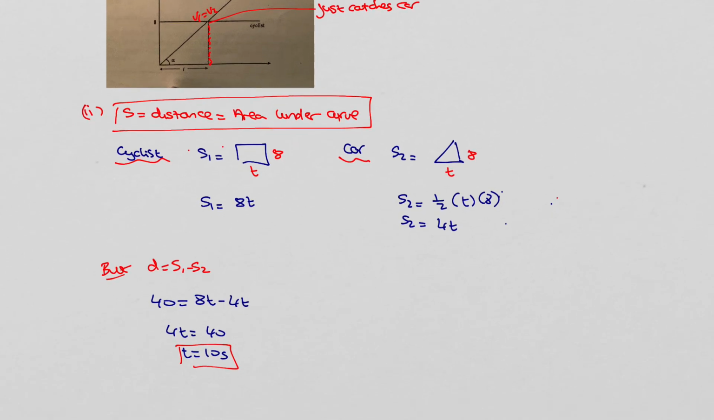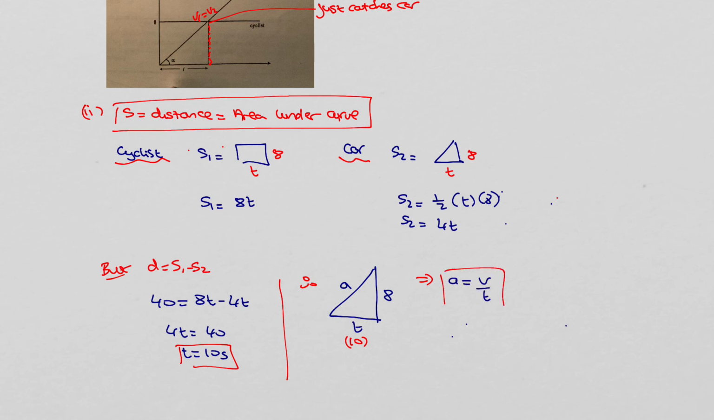So therefore that allows me to work out my acceleration, because I know from my triangle that I have t and I have 8 and I have a. But of course t we've worked out is 10. And therefore I can say a is equal to v over t. So therefore a must be equal to 8 divided by 10. So the acceleration of the car is 0.8 meters per second squared.